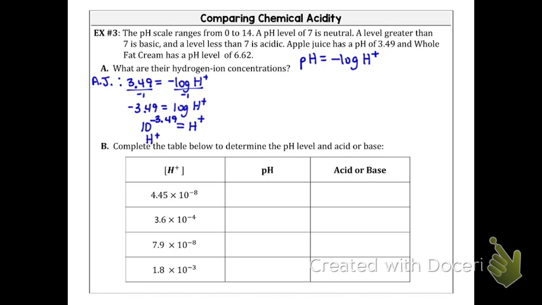And so when I stick that 10 raised to the negative 3.49 in my calculator, it tells me that it is 3.24 times 10 to the negative 4 moles per liter. All right, we're going to do the same thing. Whoops, sorry about that. We're going to do the same thing with the whole fat cream.